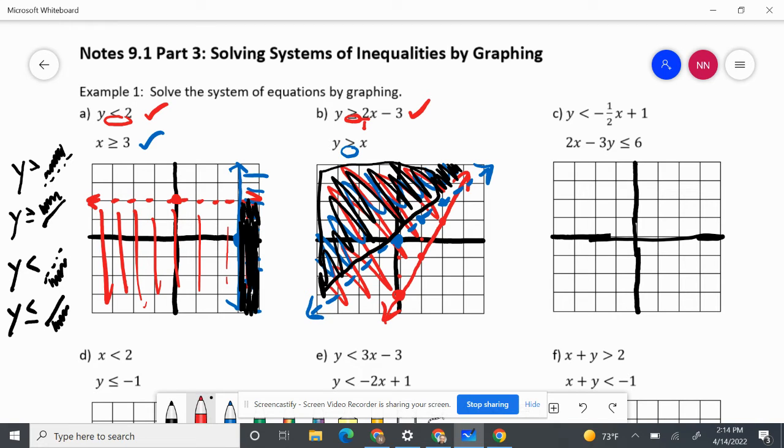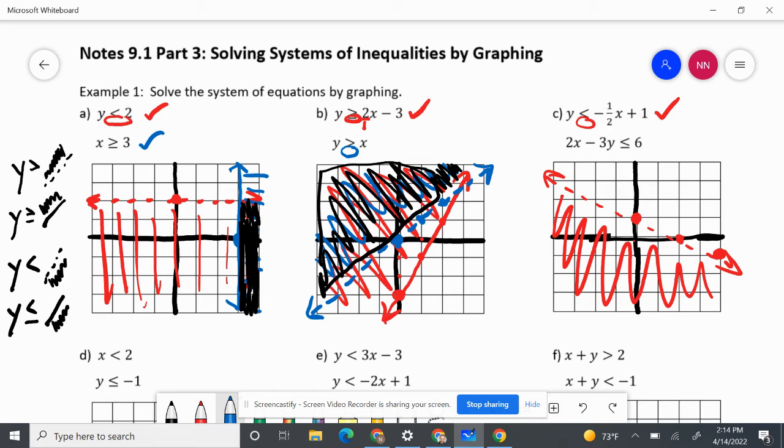Our y-intercept is 1, so we plot a point at 1. Our slope is -1/2, so we go down 1 to the right 2. I'm going to go down 1 to the right 2 again, and I'm going to draw a dashed line. Once again, the reason that it's dashed is because it's less than, not less than or equal to. And since it is less than, I'm going to shade below.